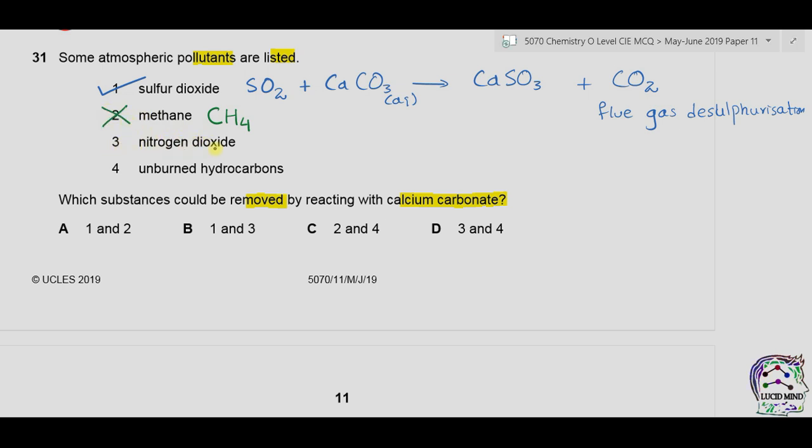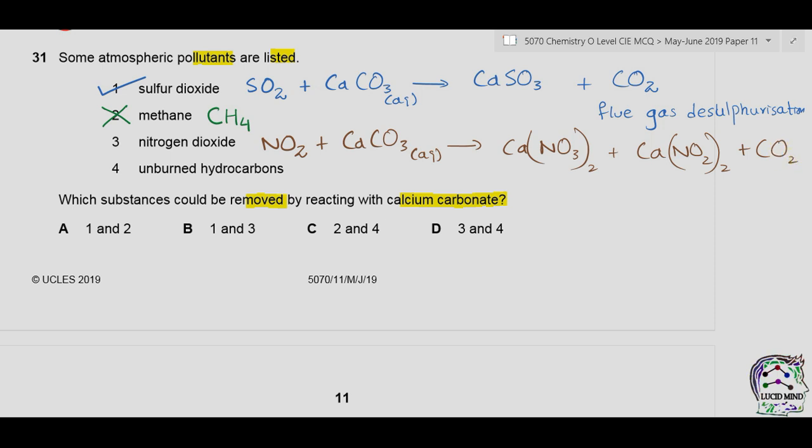Part 3 is nitrogen dioxide. Nitrogen dioxide is again a non-metal oxide and it is acidic in nature. It can react with calcium carbonate, aqueous, to form calcium nitrate, calcium nitrite, along with carbon dioxide. So nitrogen dioxide can be removed by using calcium carbonate.